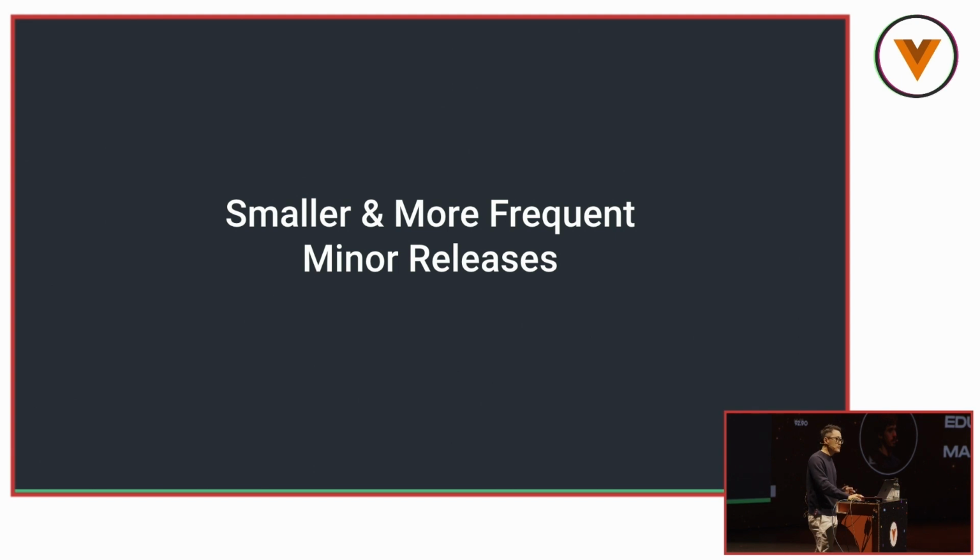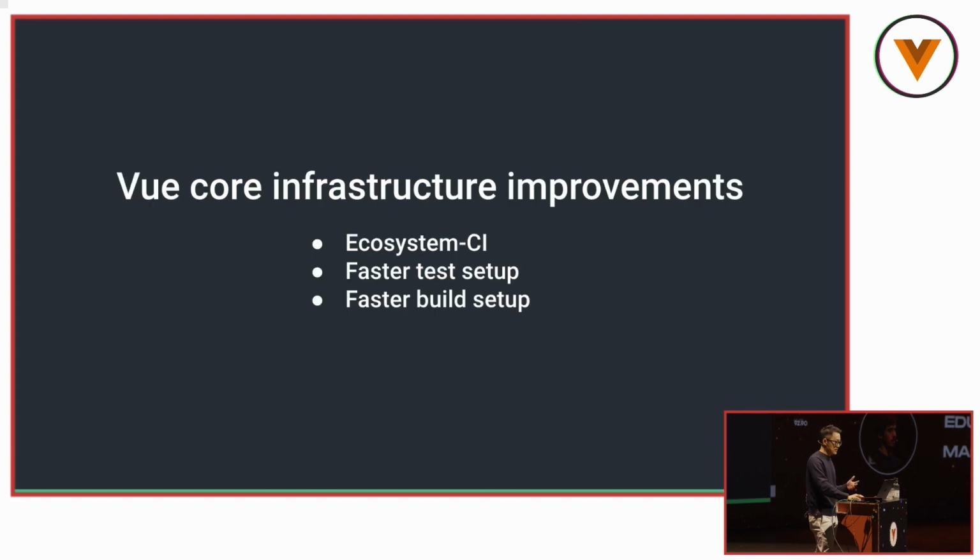So in order to facilitate this plan, we recently did some Vue core infrastructure improvements in the Vue 3 repo itself. So 3 important things we did. The first is introducing ecosystem CI. And then we essentially completely rethought the test setup, the build setup, just to make everything faster, make it easier for contributors to get a better development experience. And for myself, obviously, because I have to work on it day to day.